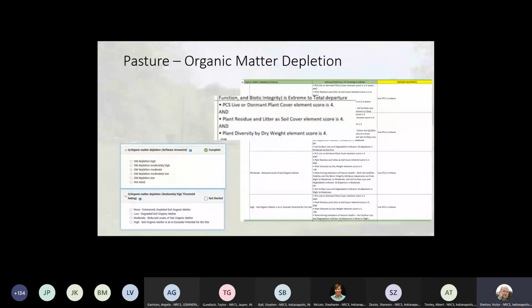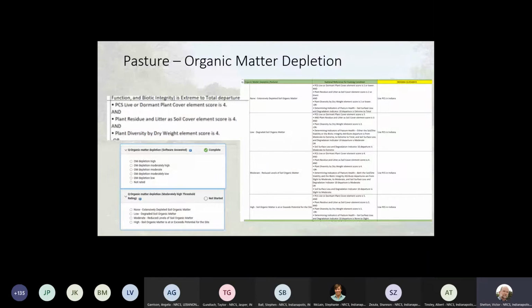For organic matter depletion, the threshold question is actually software answered, but you'll still need to answer the rating for the second based on NRCS scores. And it's looking at 3 different indicators: live or dormant plant cover, plant residue for soil cover, and plant diversity. Now, the difference here is asking you to look at all 3 of these. And you will look for the most adverse score, and that's going to determine your CART score. So in this case, it's looking at live plant cover, plant residue, and soil cover.